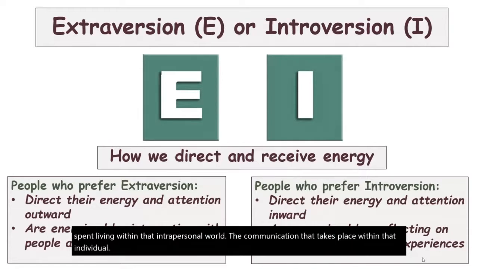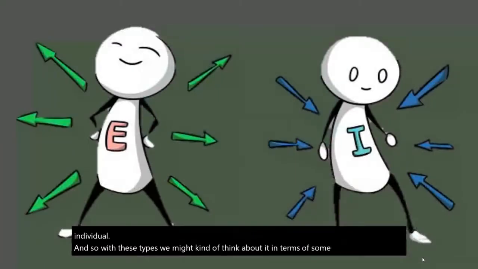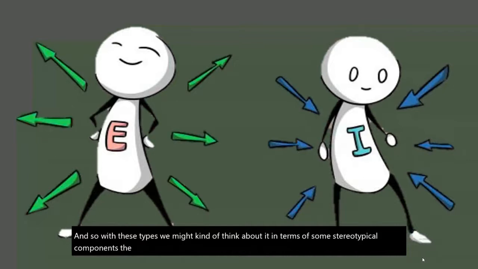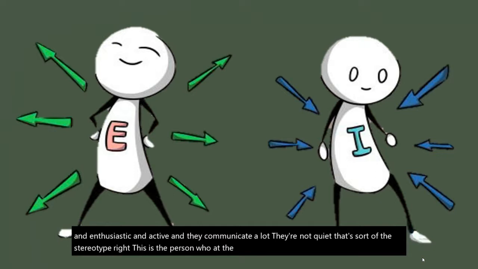With these types, we might think about it in terms of some stereotypical components. The extrovert appears to be very extroverted. They tend to be really engaged and enthusiastic and active, and they communicate a lot. They're not quiet. That's the stereotype, right? This is the person who at the party is in the center of attention. They're dancing on tables, they're telling stories, very lively.